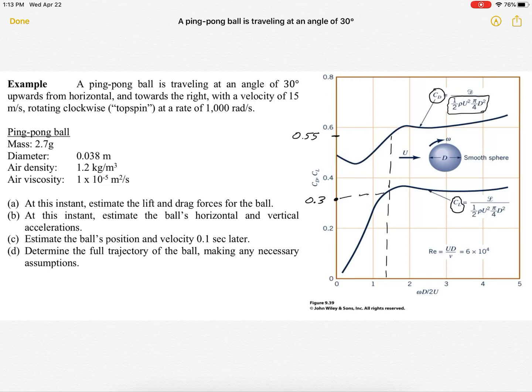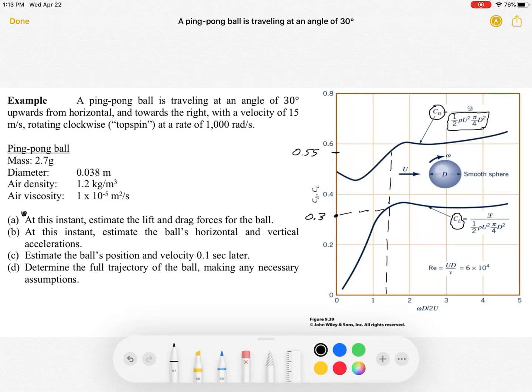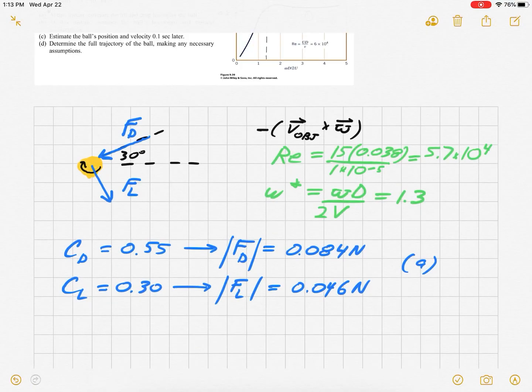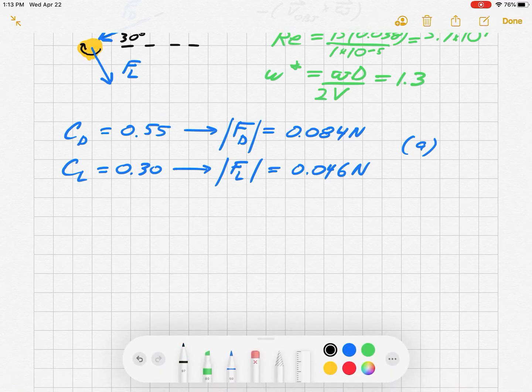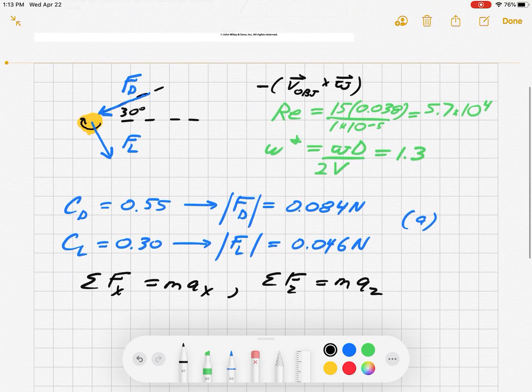Okay, so that does this one. Now we say at this instant, that's important, estimate the ball's horizontal and vertical accelerations. For that one, we are going to go back to Newton's second law. In the x direction, the sum of the forces in the x direction is equal to mass times acceleration in the x direction. And in the vertical direction, which I'll call z, the sum of the forces in the vertical direction is equal to mass times acceleration in the vertical direction.